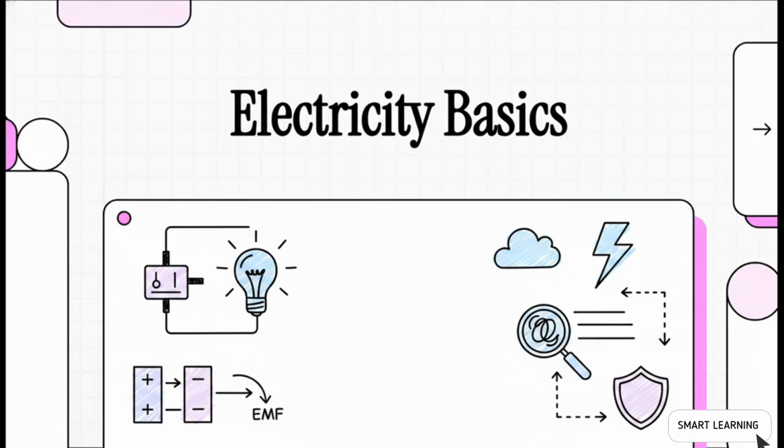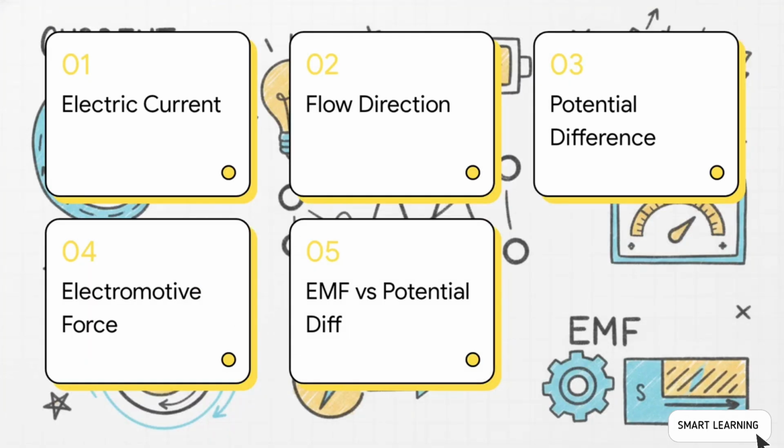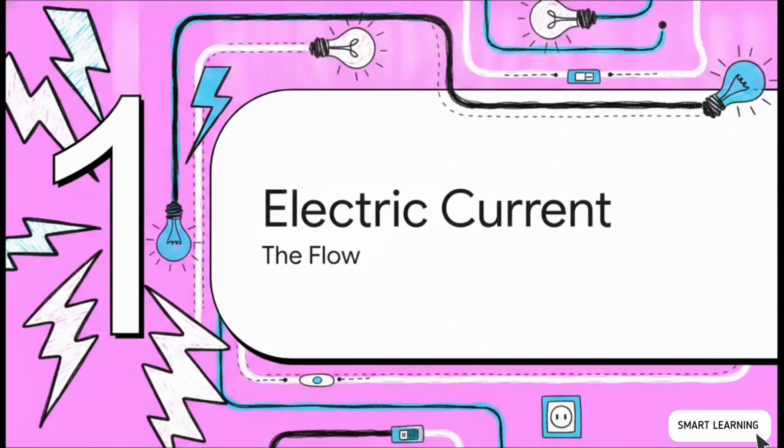We all toss around terms like current, voltage, and EMF pretty much all the time, but getting their exact definitions straight is absolutely crucial. So we're going to solidify these foundational concepts together, keeping it clear, visual, and right to the point. Here's our roadmap for today. We'll be hitting electric current, flow direction, potential difference, electromotive force, and finally wrapping it all up by comparing EMF versus potential difference. All right, let's jump right into part one, the flow or electric current.